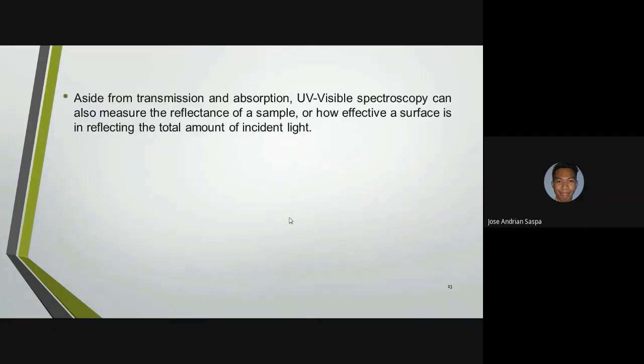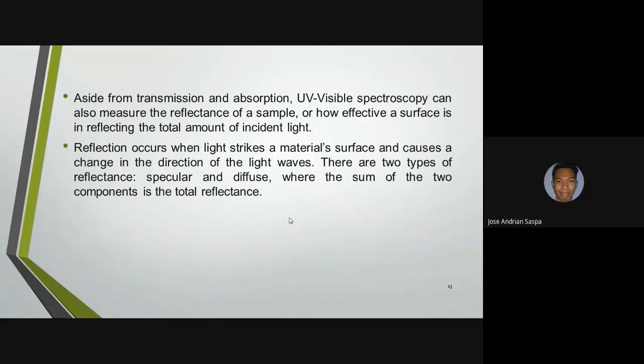So aside from transmission and absorption, UV-visible spectroscopy can also measure the reflectance of a sample, or how effective a surface is in reflecting the total amount of incident light. Reflection occurs when light strikes a material surface and causes changes in the direction of the light waves. There are two types of reflectance, specular and diffuse.